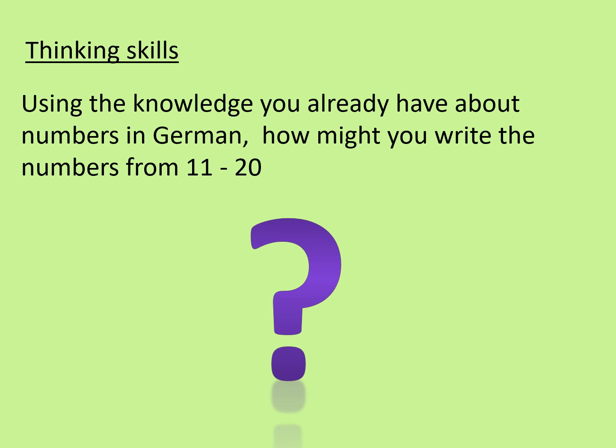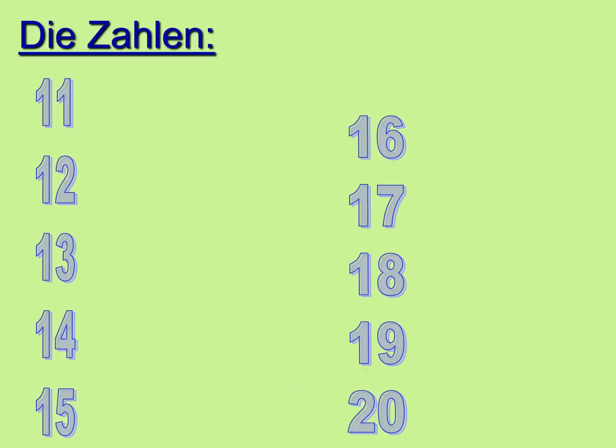Okay, just a little bit of thinking time now. Using the knowledge you already have about numbers in German, how might you write the numbers from 11 to 20? So I'll give you a little hint now. 11 and 12 and 20 are not that easy to guess, but 13, 14, 15, maybe 16 and 17, 18 and 19 are really, really easy to guess. So have a think about it and then we'll see if you're correct.